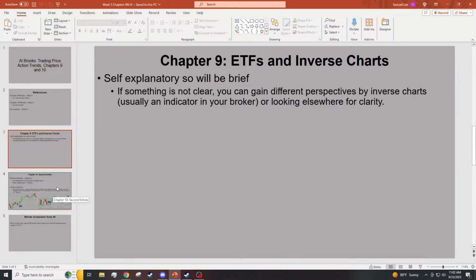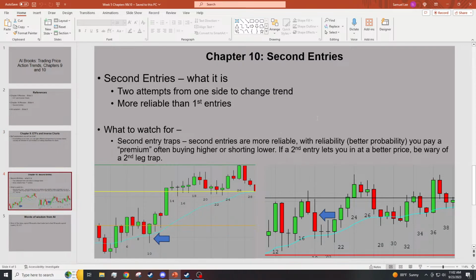But let's move on to chapter 10. Second entries. I talk about this a lot when I trade live, and I'm not going to hammer it down too much, but essentially, whenever you guys see me trade second entries, some people will be like, "Well, what the heck? You're buying or selling at a worse price, or you're taking a chance sometimes, and blah blah blah." Well, it's because second entries are more reliable than first entries, and if you want better probability, then you need to wait for second entries.